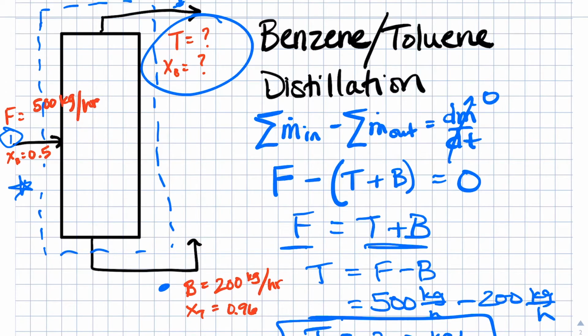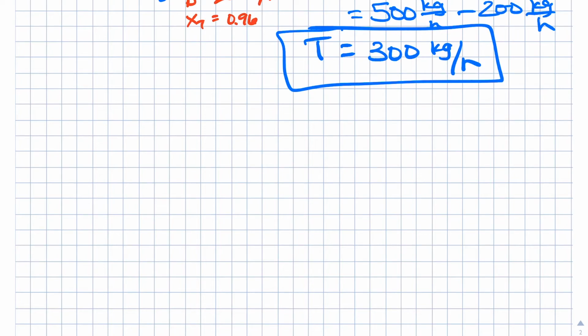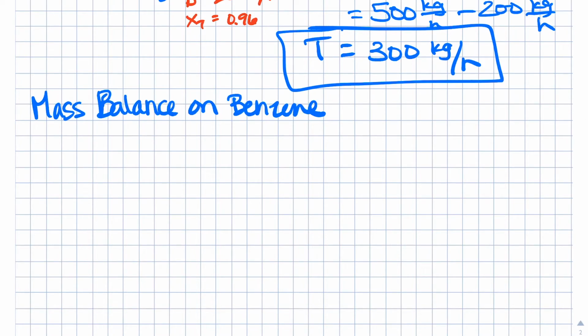So now we need to figure out, okay, how much benzene is coming out the top? Or what's the concentration of benzene that's coming out the top? We don't know this mass fraction up here. Let's think about it. I could do a mass balance on benzene because all the benzene that comes in should go out the top or the bottom. It's not going anywhere else. So why don't we go ahead and do a mass balance on benzene?